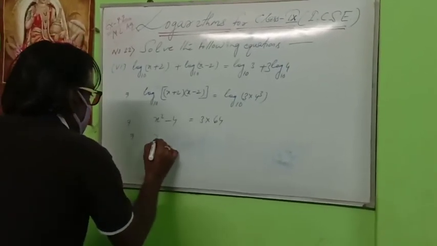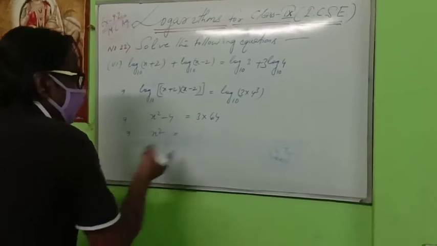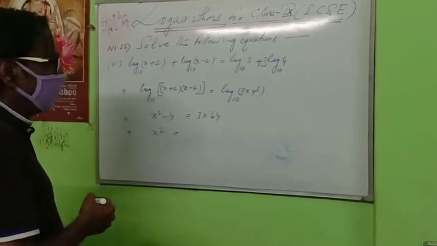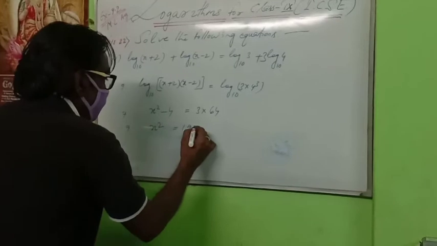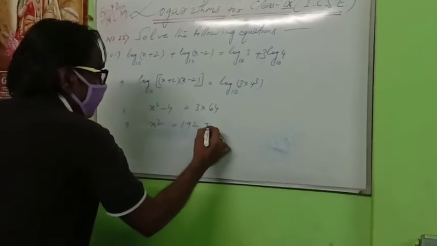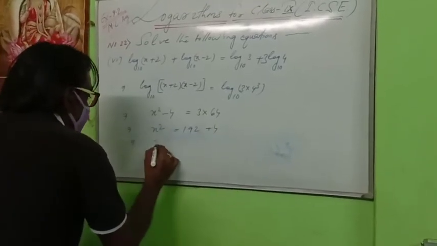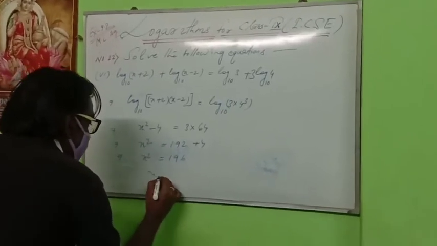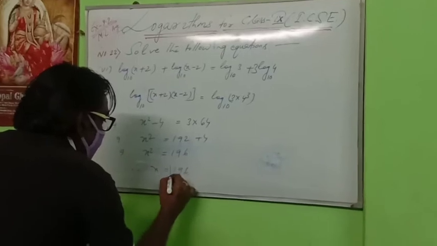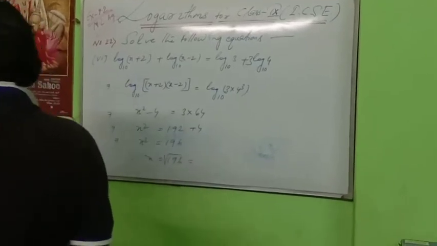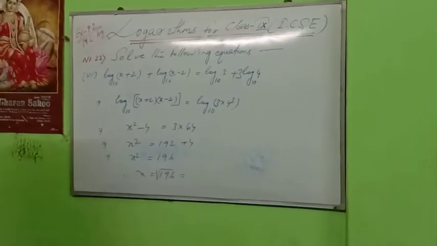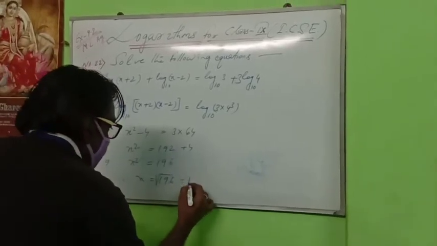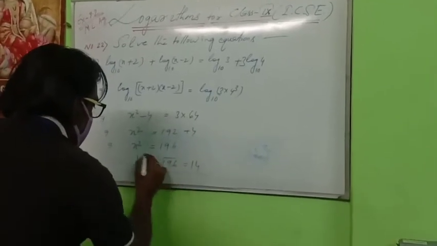Now x square is equal to, this 4 you have to take the other side. 64 into 3 how much? 192. This 4 will be plus 4. How much you are getting? x square is equal to 196. Therefore x is equal to how much? 196 square root. 196 square root equal to how much? 14. 196 root over is 14. So this is the answer of x.